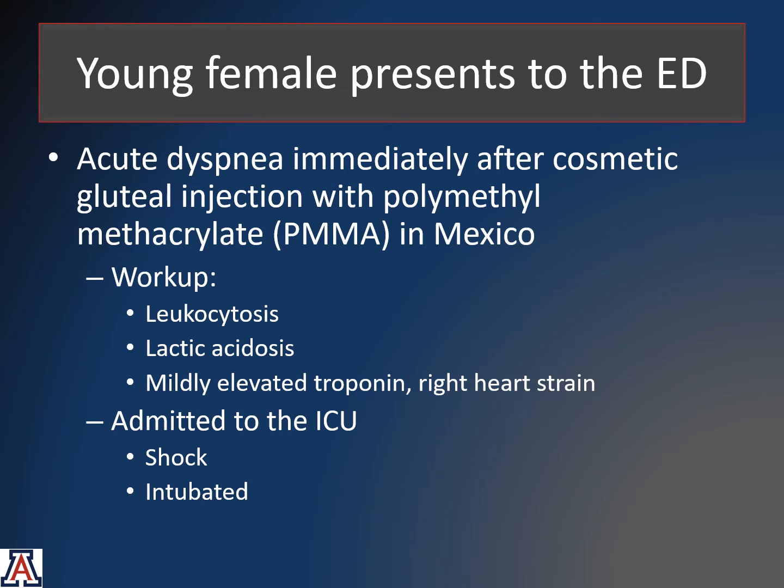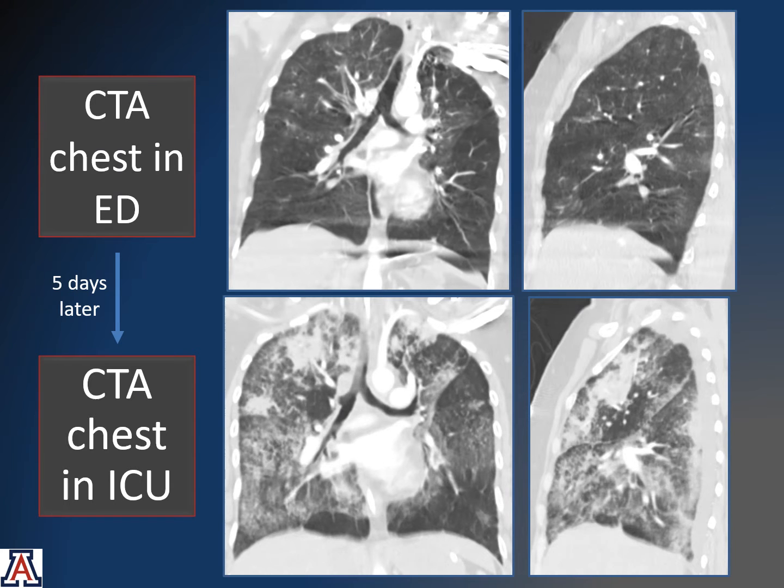Our case begins with a young female presenting to the ED with acute dyspnea immediately after cosmetic gluteal injection with polymethyl methacrylate in Mexico. Her workup revealed a leukocytosis, lactic acidosis, mildly elevated troponin, and a right heart strain. The patient was admitted to the ICU in shock and was intubated.